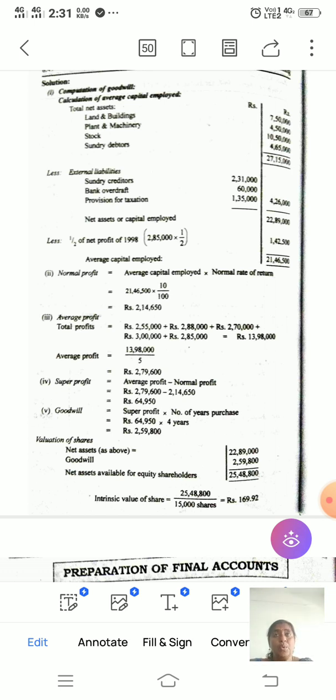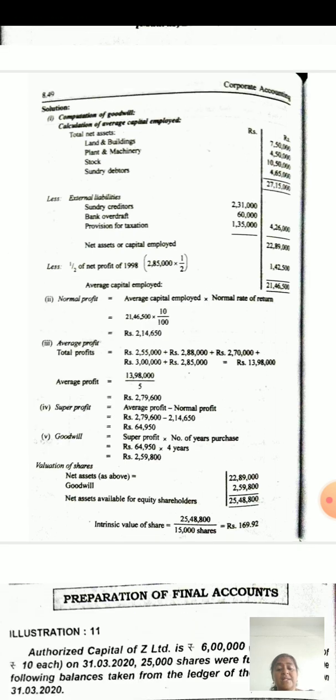If you want to know the value of share, the per share rate, then we can calculate net asset plus goodwill. Then we will get the net asset available for the equity shares, that should be divided by the number of shares, that is 15,000 shares given. So then only we can get the per share value.